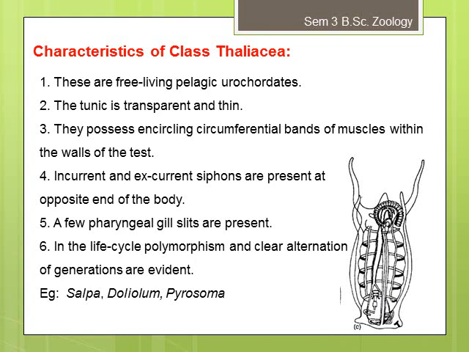When they are attached to form a colony, each individual is known as a zooid. So each individual will be showing all the adult urochordate characters, and at the same time they will cooperate with other members of the colony. So each member of the colony is known as a zooid. Now, in Thaliacea, the tunic is permanent, but unlike Ascidiacea, it is thin and transparent.